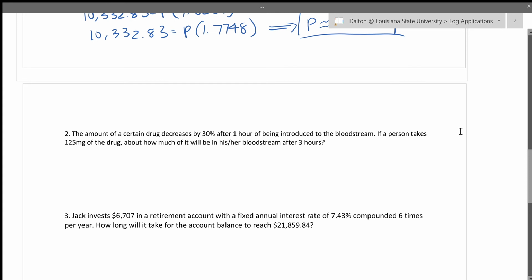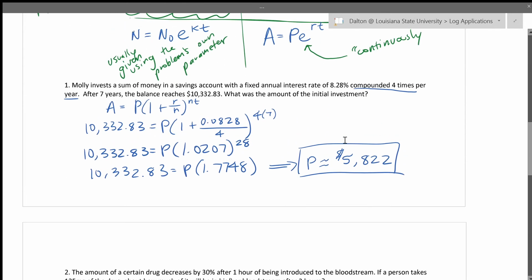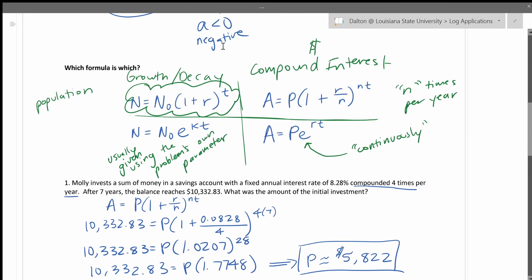Number 2, the amount of a certain drug decreases by 30% after 1 hour of being introduced to the bloodstream. If a person takes 125 milligrams of the drug, about how much of it will be in his or her bloodstream after 3 hours? Now, this doesn't say specifically, oh, this is an exponential growth or an exponential decay type of situation, but if you look, again, it has nothing to do with money. So that kind of implies that it's a growth or decay scenario.